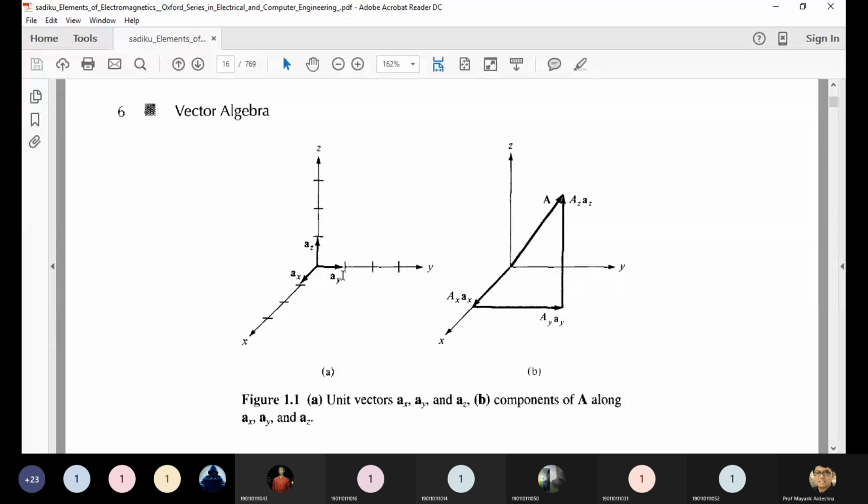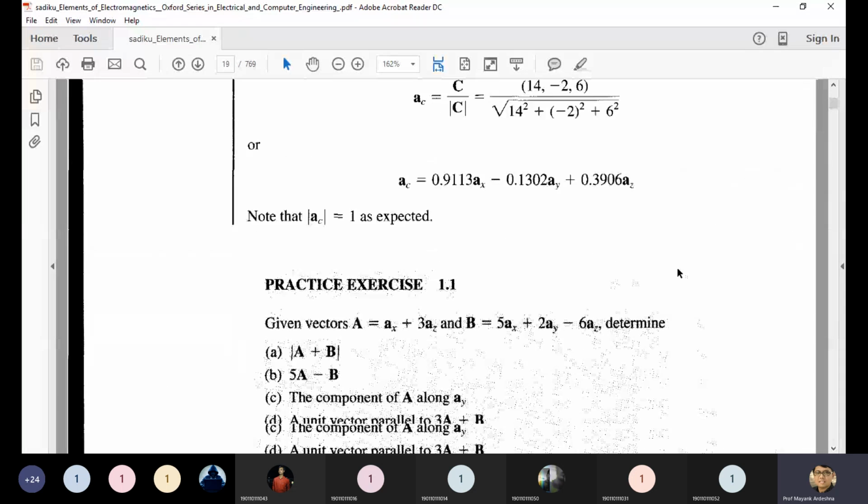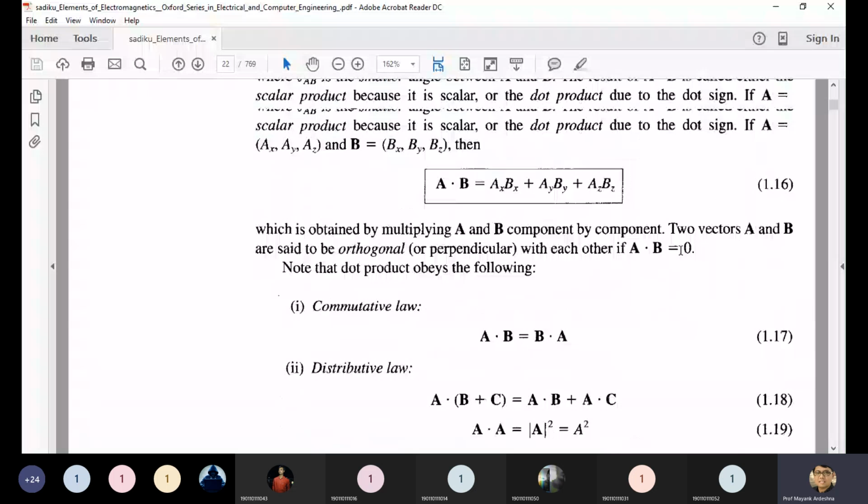See this one, figure A, where a_x and a_y are in the xy plane, and the unit vector z is perpendicular to the xy plane, so it's a_z. Similarly, a_y cross a_z, the answer is in which direction? The x direction, because this is perpendicular, so it's a_x. And similarly a_z cross a_x, the answer is in a_y. This is required whenever you are solving examples and have to multiply vectors; it may be required for the multiplication of unit vectors. So already we discussed this part.